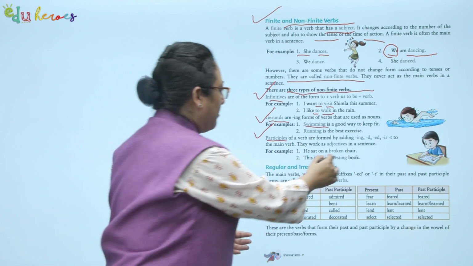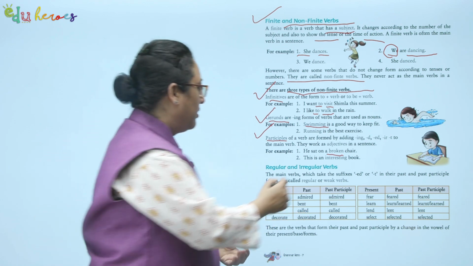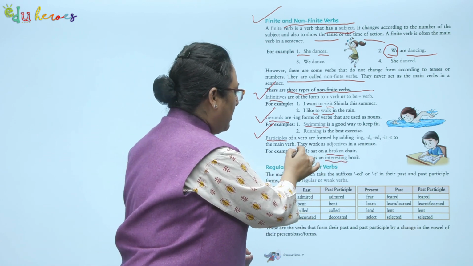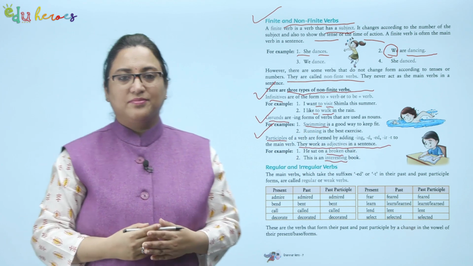What kind of a chair? Broken. What kind of a book? Interesting. That's why the function becomes that of an adjective.